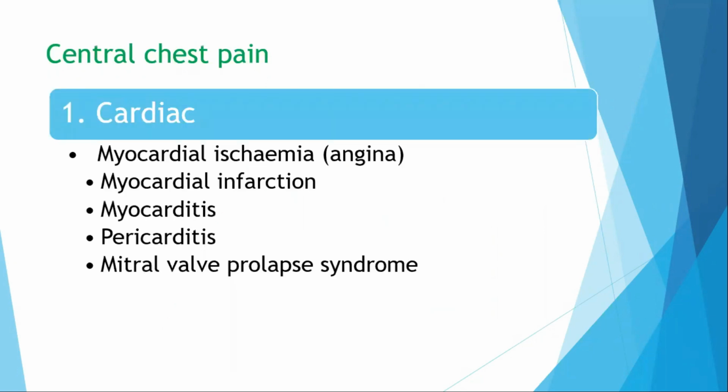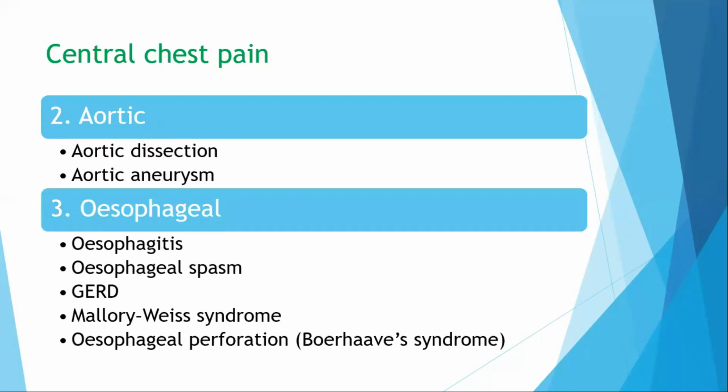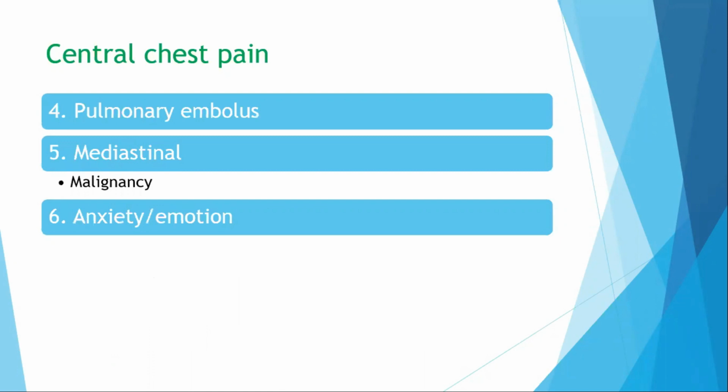Cardiac cause includes myocardial ischemia or angina, myocardial infarction, myocarditis, pericarditis, mitral valve prolapse syndrome. Aortic cause includes aortic dissection and aortic aneurysm. Esophageal cause includes esophagitis, esophageal spasm, gastroesophageal reflux disease, Mallory-Weiss syndrome, esophageal perforation. Pulmonary embolism. Mediastinal cause includes malignancy. Anxiety or emotion.